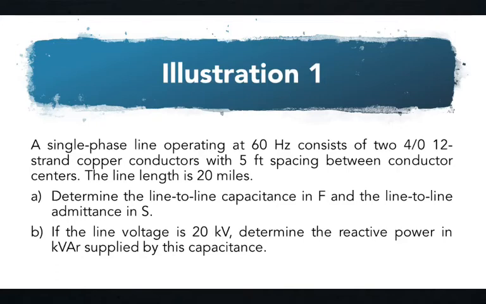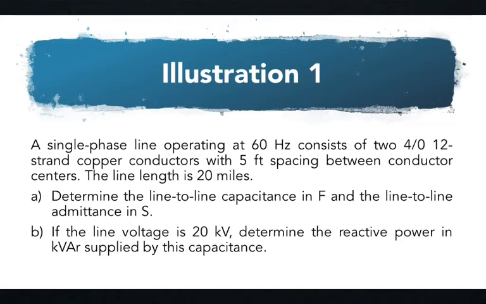It gives us a 24012-strand copper conductor as the detail of that conductor, with 5 feet spacing between conductor centers, and the length of the line is 20 miles. We are now asked to get the line-to-line capacitance. So it's a single phase, so line-to-line capacitance and line-to-line admittance.